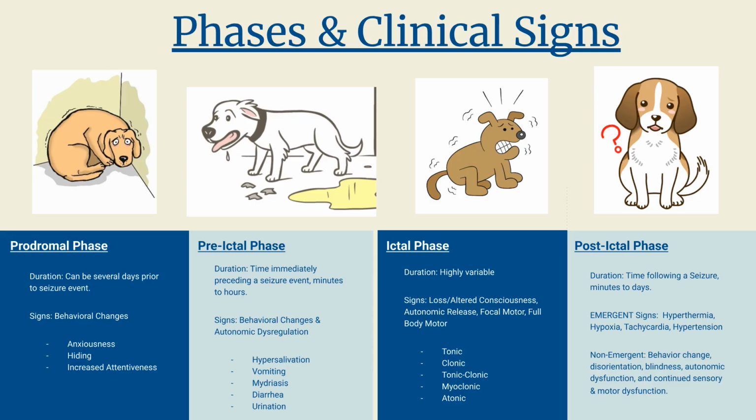Alrighty, and then finally we get to the post-ictal period. This is the period of time following a seizure event, and in contrast to the pre-ictal and prodromal phases, almost all seizure pets will experience the post-ictal phase. Common signs include abnormal behavior, disorientation, weakness, blindness, autonomic dysfunction, and continued sensory and motor dysfunction. Importantly, from an emergency standpoint, the post-ictal period is generally when we're going to notice a lot of the physiological disturbances that occur with seizures, including hyperthermia, tachycardia, respiratory depression, and serious increases of intracranial pressure, all of which can be life threatening. So it's important to monitor your post ictal patients very closely.